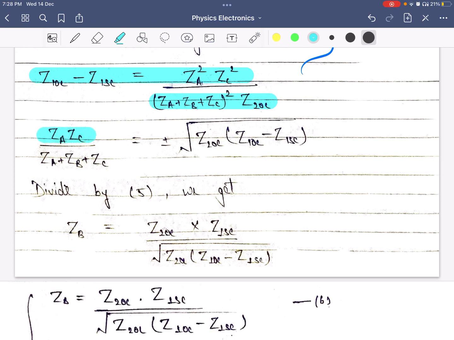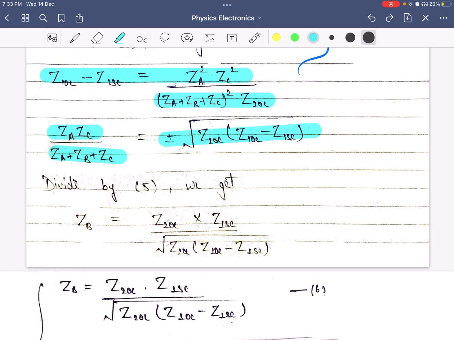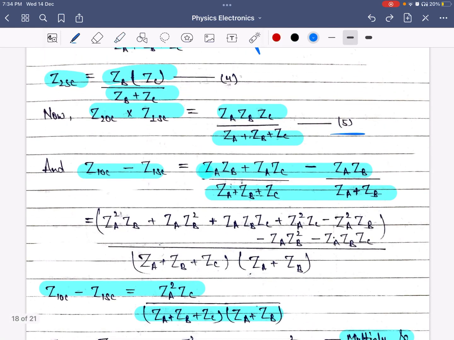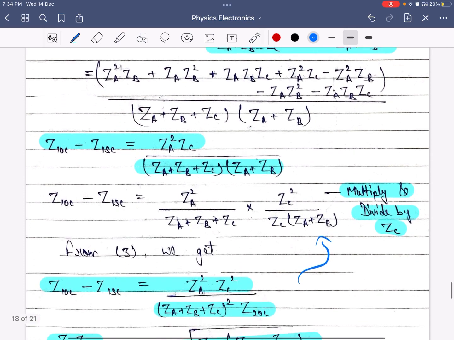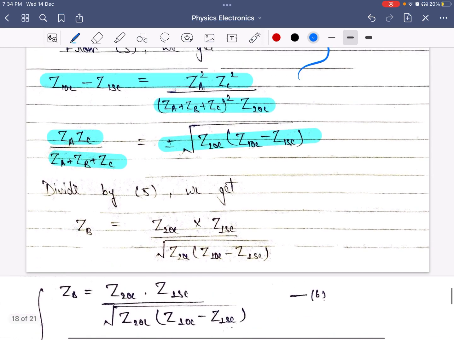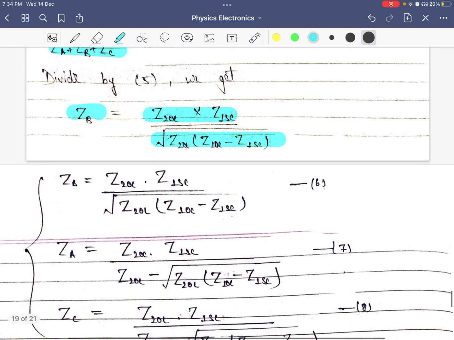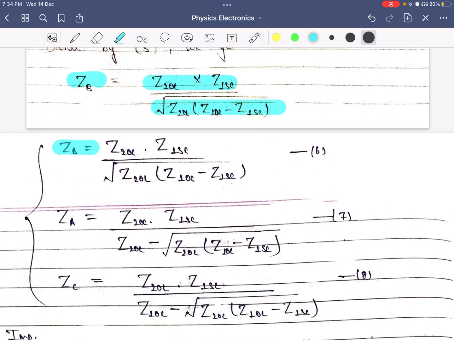We will write it in this form. Now we will divide this equation by the equation we get from multiplying Z2OC and Z1SC, upon which we will get ZB in the denominator, which upon reversing will give us this equation, which upon substituting will give us equation for the impedance ZA and ZC.